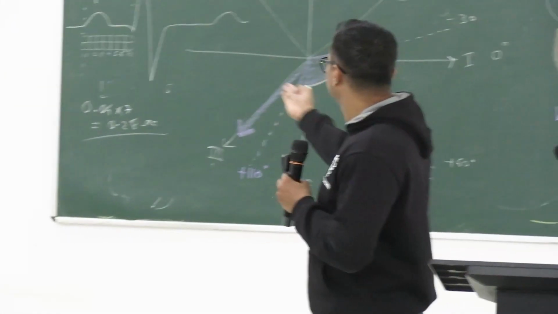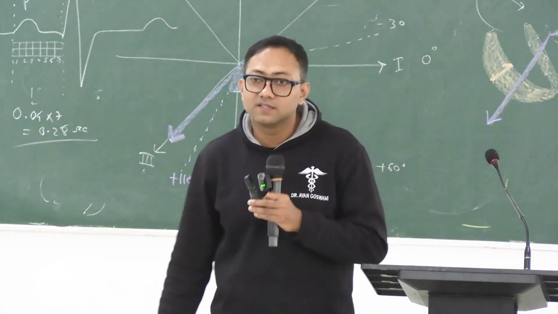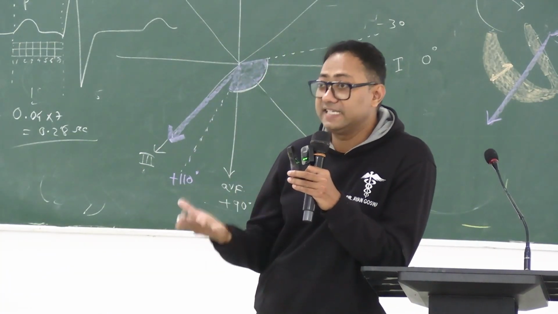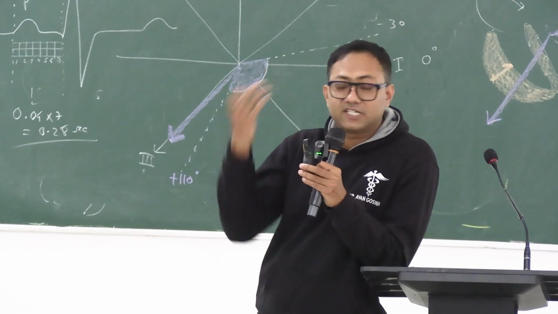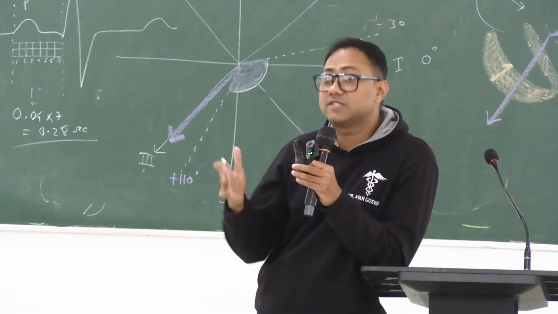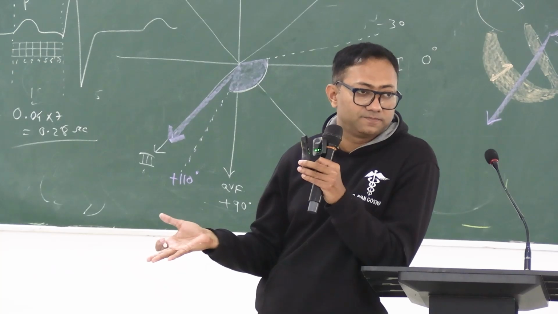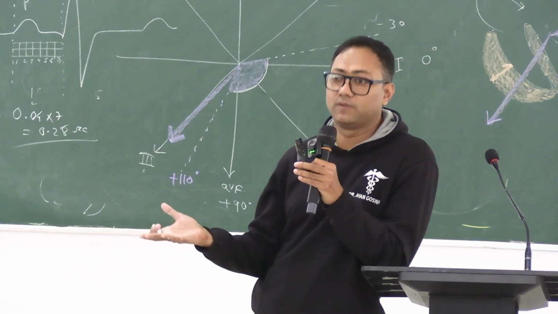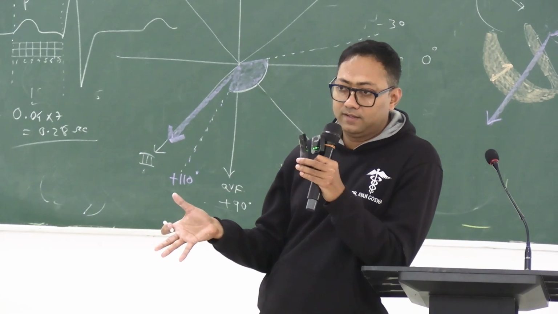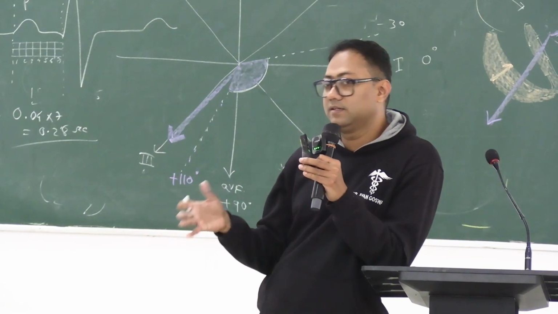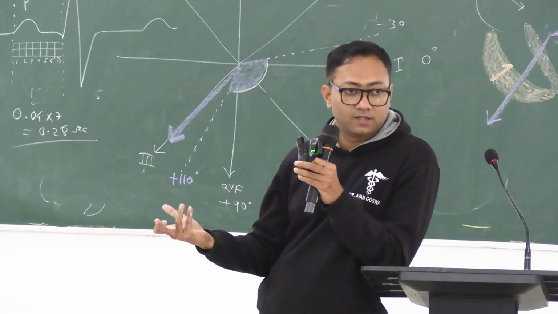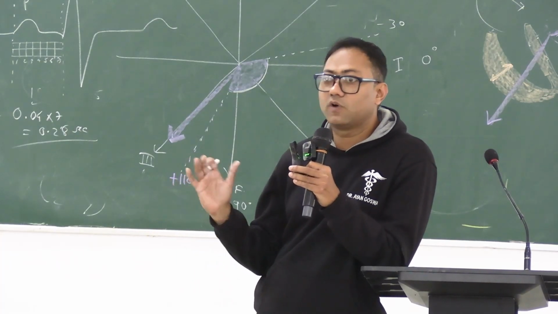In our example, it is 7 small squares. That means the PR interval is increased. That means the action potential being generated in the SA node takes more time to reach the ventricle. Right? And this is abnormal, and this is called heart block. Yes, AV block. When the PR interval is increased, we call it AV block.